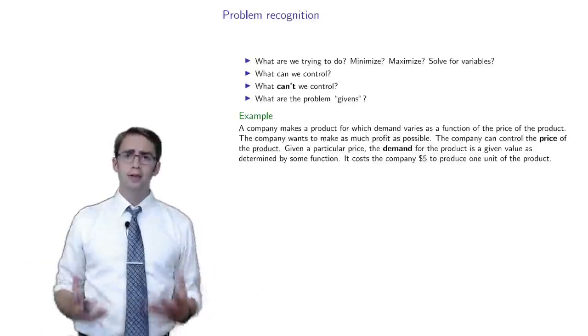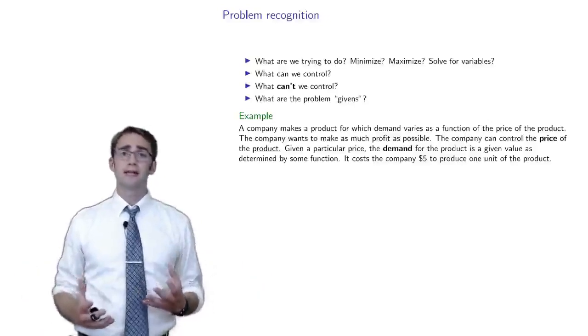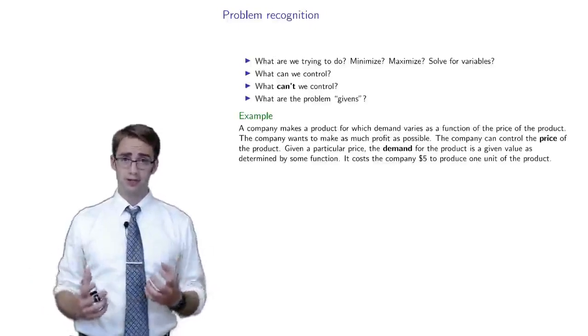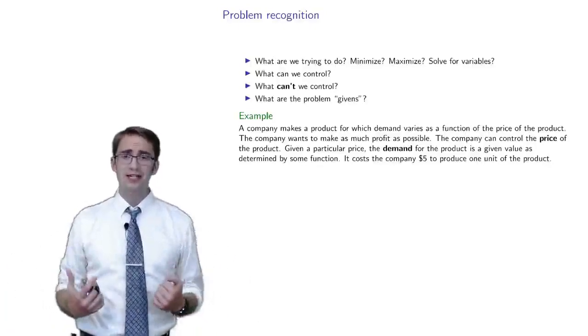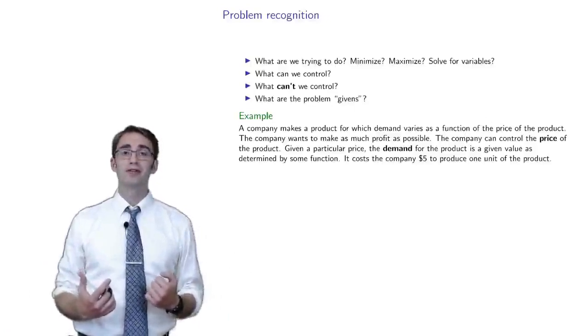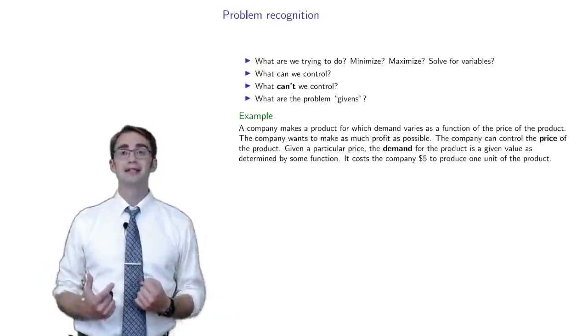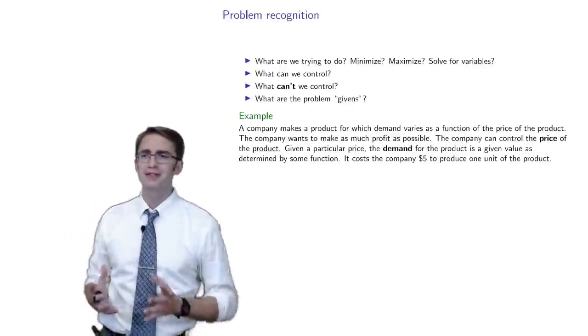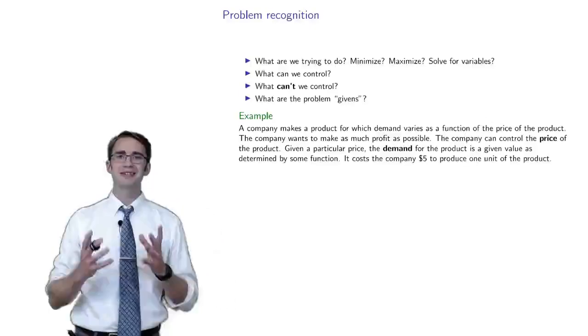You have to identify what is under your control. You have to identify what you can't control. And you want to identify what the givens are to you. What are the rules that are thrown at you that you don't have under your control and that are taken as input parameters to your model? You'd be surprised at how difficult this problem actually is when you get into the real world.